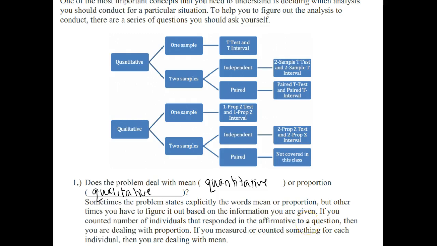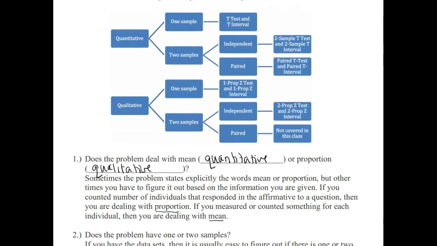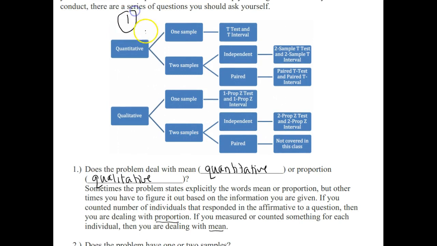Which is why in most of the homework sets I have you try to identify the individual object and the variable piece of information, and then classify that as qualitative or quantitative. If you count the number of individuals that responded yes to some particular question, then you're dealing with qualitative data and should be looking at a proportion. If you measured or counted something on every single individual, then we've got some quantitative information and we should be looking at the mean. So the first thing we have to decide here is whether we have qualitative or quantitative data.